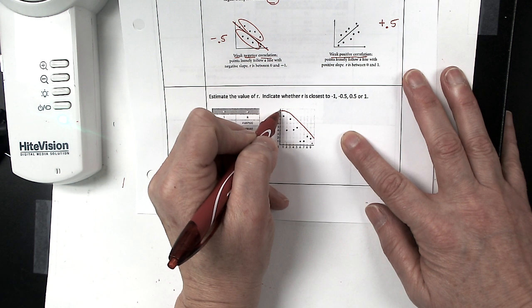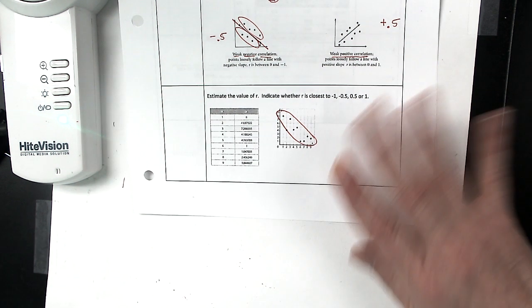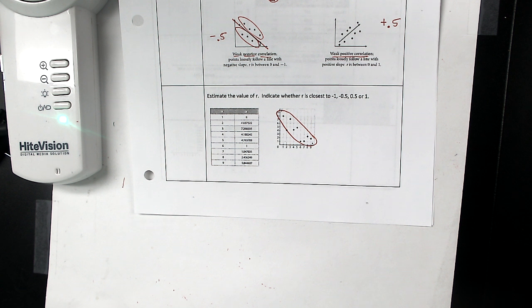So if you look at that data, first things first, is that a positive correlation or a negative? Negative. The reason I want you to circle it, guys, is because you can see the trend. You can see it's going down. Can you see it's a negative?